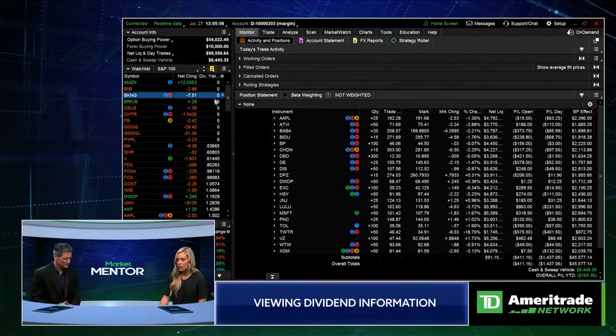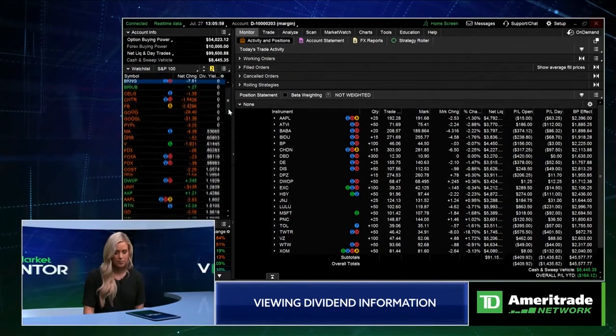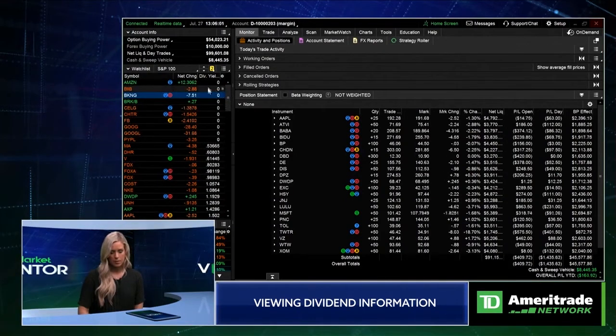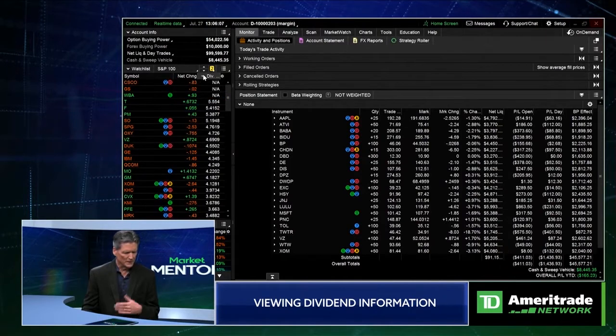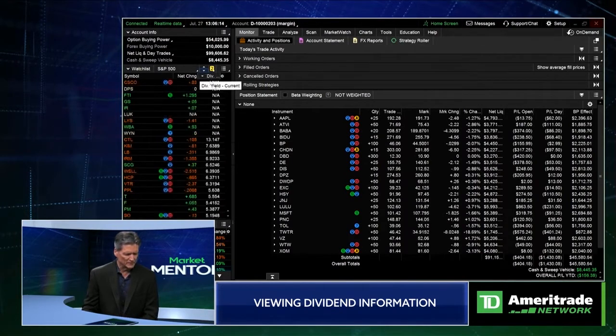So we're seeing the low dividends. Right, now what we can do is sort by the dividend yield just by clicking on the column header. Click here, up or down, and it will put the dividends from highest to lowest or lowest to highest, whichever way you'd like to see it.